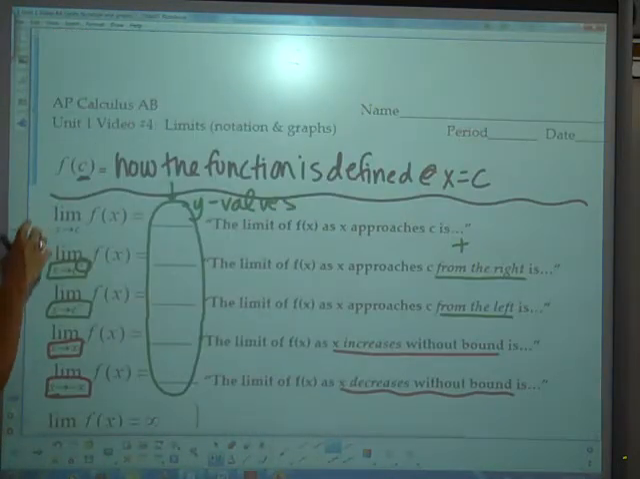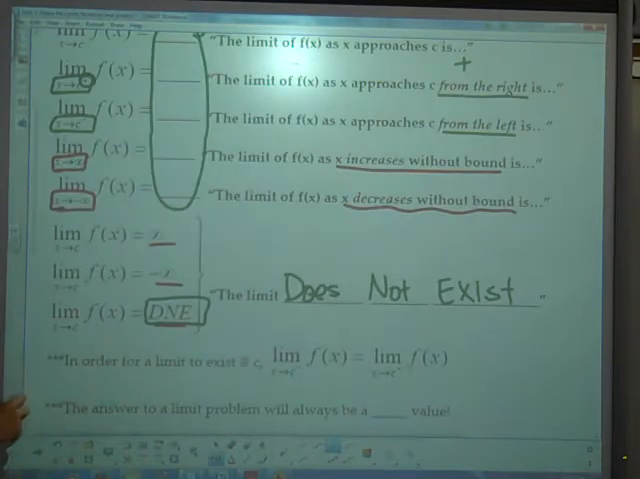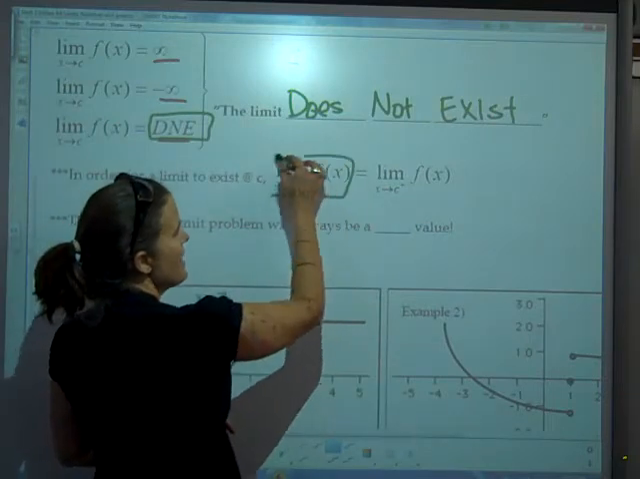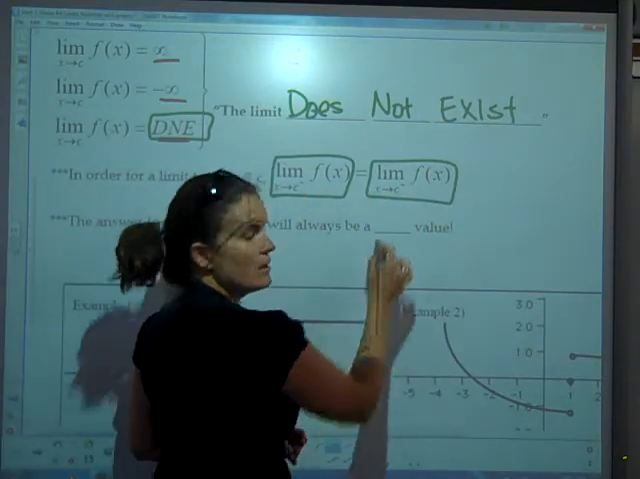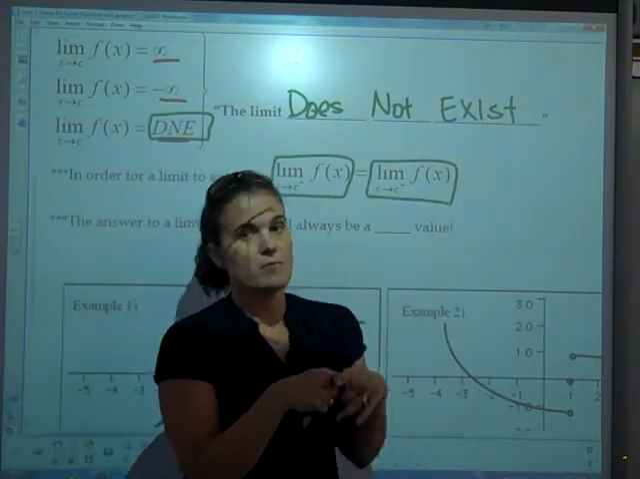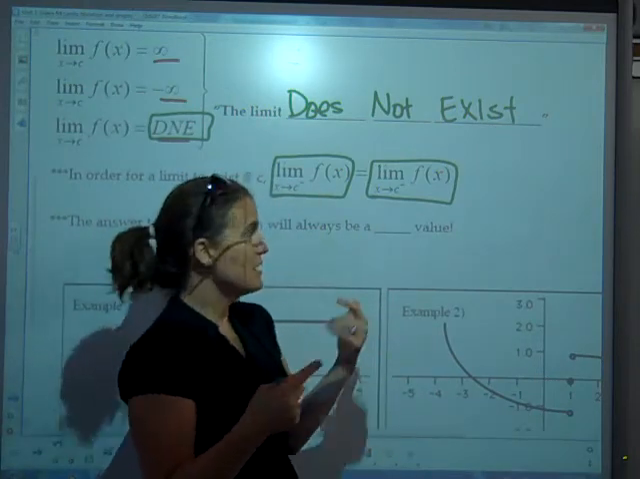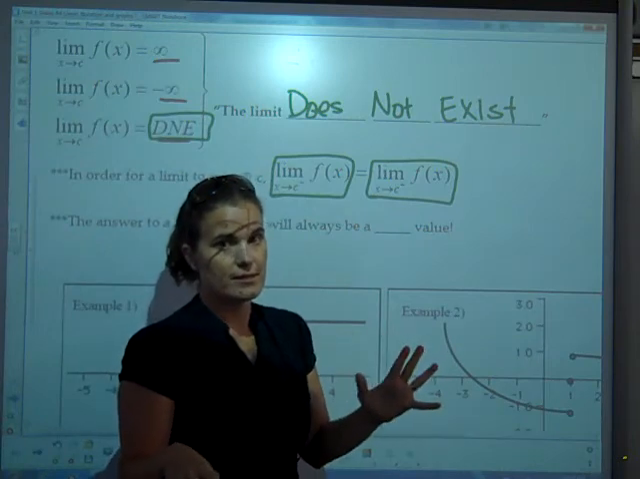All right, a few other things. I mentioned it earlier. In order for a limit to exist, the limit from the left has to equal the limit from the right. Okay, so the limit from the left has to equal the limit from the right in order for there to be a limit at the actual value. If they equal different values, the limit does not exist.